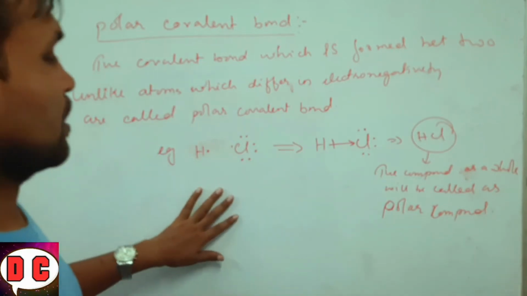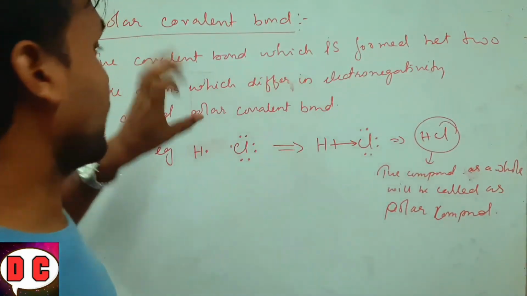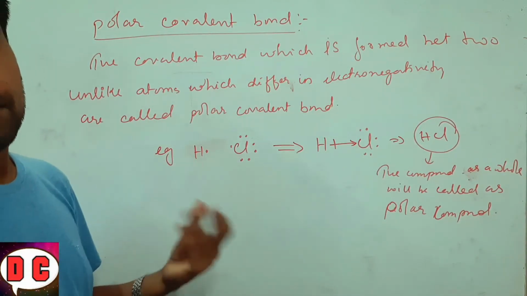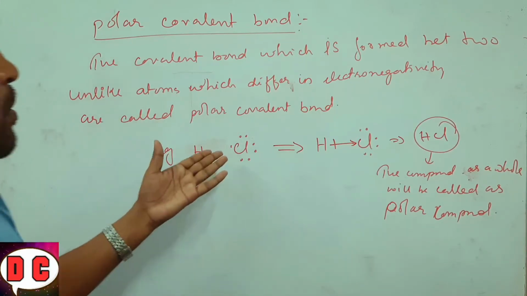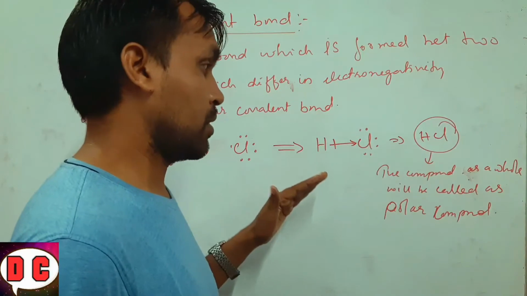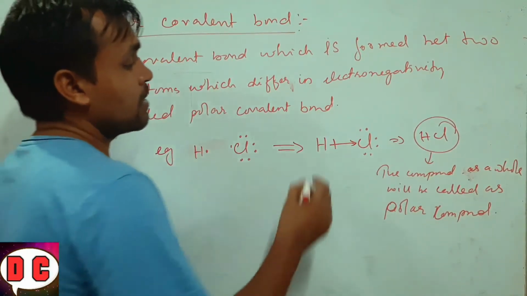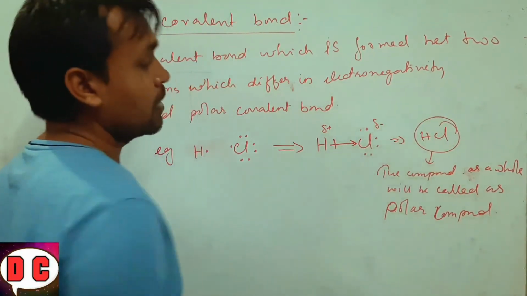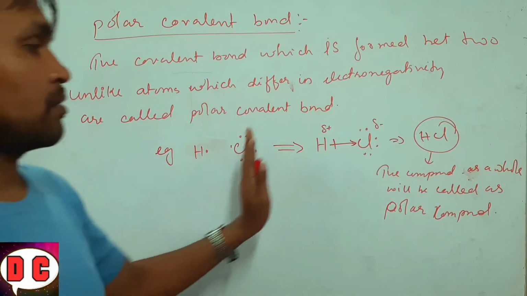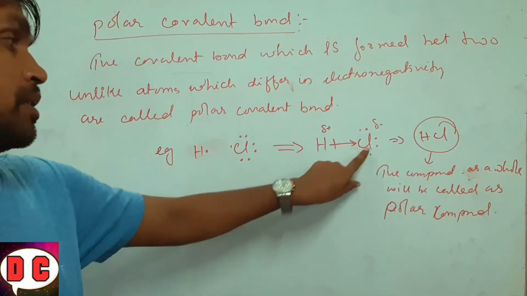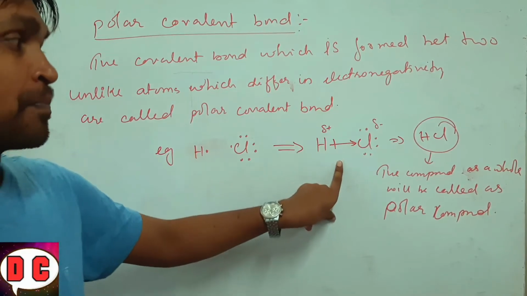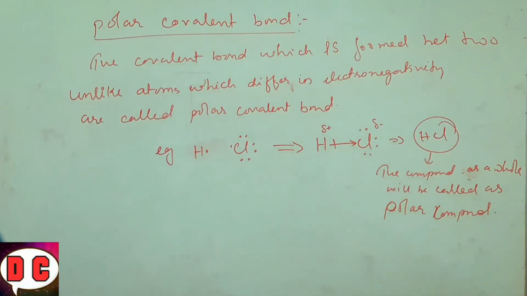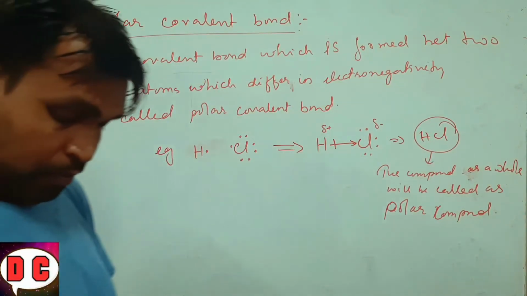Polar covalent bonds are the bonds formed between two unlike atoms. Their electronegativity is very different from each other's. The one which is more electronegative will attract the electrons towards itself, and as a result the hydrogen will get a partial positive charge and the chlorine will get a partial negative charge. The electrons will be taken away by the chlorine. So the bond they form is called a polar covalent bond, and the compound as a whole is known as a polar compound. Clear? Understood? This point is clear.